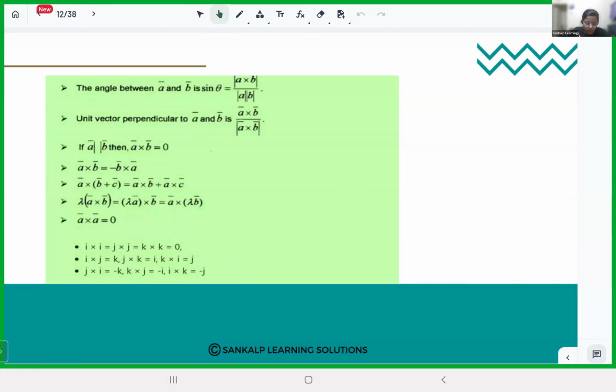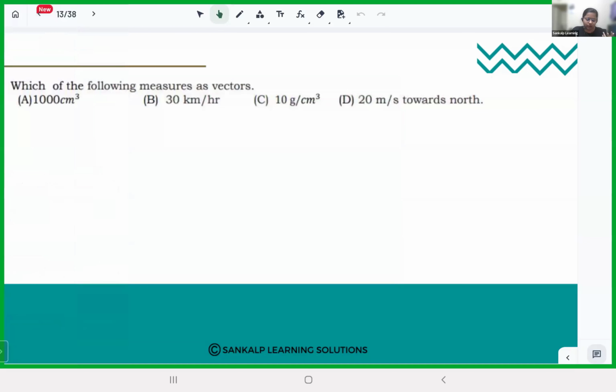Now we'll directly move on to questions. So while doing the questions, we'll discuss these concepts in more detail. The first question is, which of the following measures are vectors? They have given you four options. You have to identify the vector quantity. What is the difference between a scalar quantity and a vector quantity? A scalar quantity has only magnitude, whereas a vector quantity has both magnitude as well as direction, right? So you have to choose a vector quantity from the given options, which means the quantity that has both magnitude and direction, right?